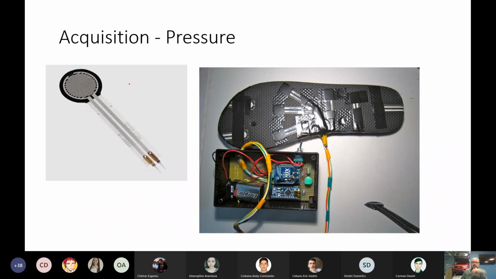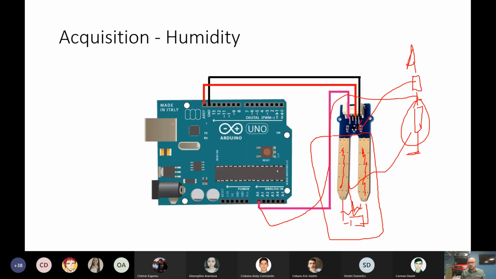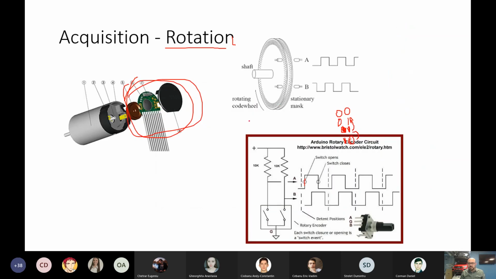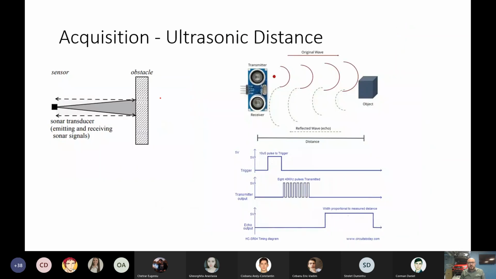Pressure. When we put some pressure on the material, it changes its resistive properties, and we can use such a schema in order to measure it. Very easy. Of course, ultrasonic, you already know: we push some ultrasonic signal and wait until it comes back. Measuring this pulse, we'll have the distance.